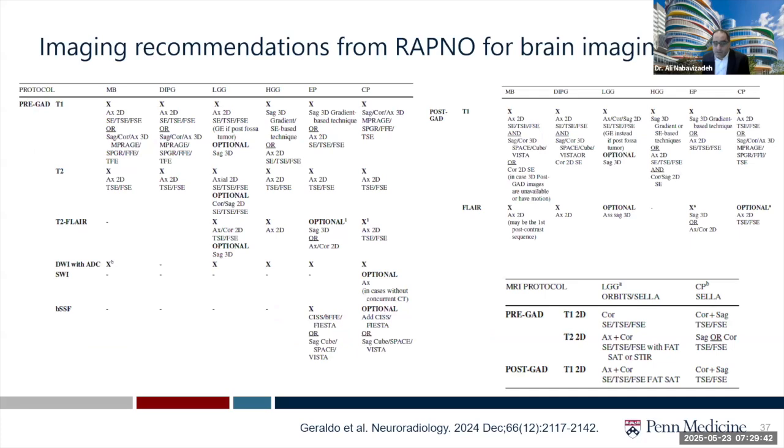And these are imaging recommendations for RAPNO for brain tumor imaging. You can see the protocol and also the different tumors: medullo, DIPG, LGG, HGG, ependymoma, and craniopharyngioma. This is pre-contrast, this is post-contrast. And you can see that some sequences are optional and some sequences are recommended.